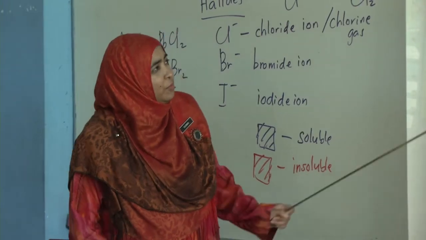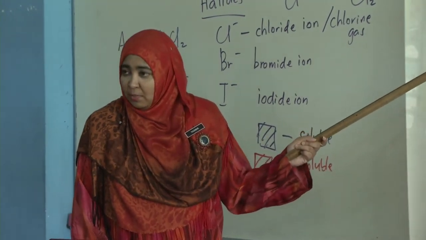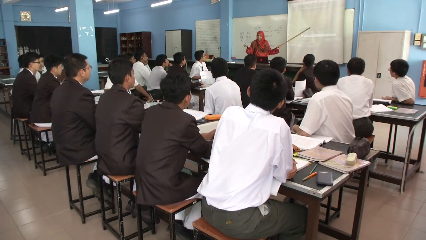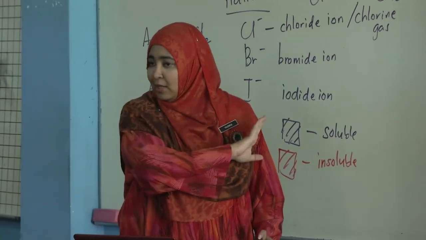So the moment you have poured the second solution, you will get a precipitate. But the color of the precipitate depends on the cations. If the cation is from a transition metal, then it will be colored. If it's not, then it's white. Until here, clear?